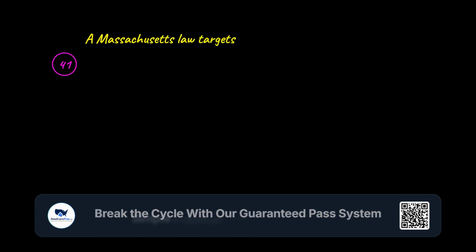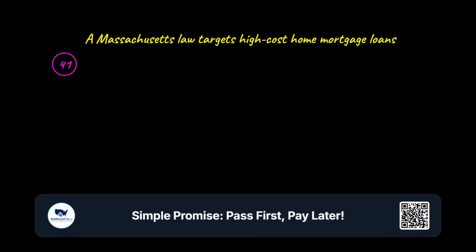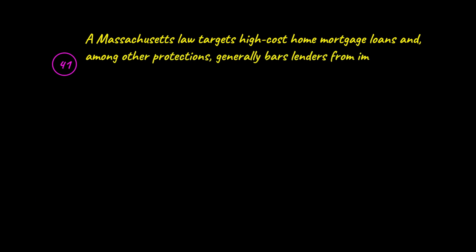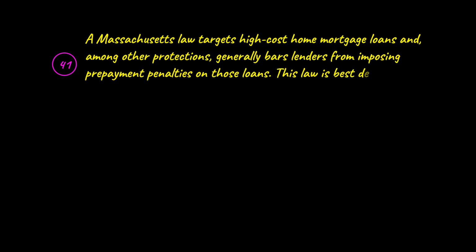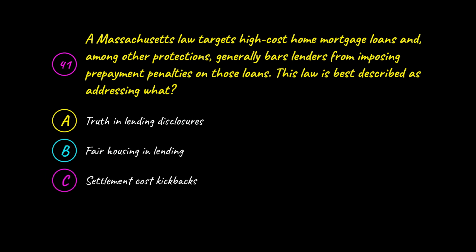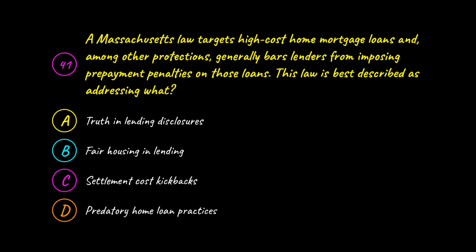Question 41. A Massachusetts law targets high-cost home mortgage loans and, among other protections, generally bars lenders from imposing prepayment penalties on those loans. This law is best described as addressing what? Your options are A. Truth in lending disclosures, B. Fair housing and lending, C. Settlement cost kickbacks, D. Predatory home loan practices. Which one is it? Pause the video if you need more time.